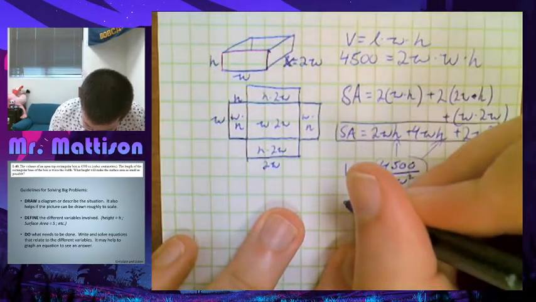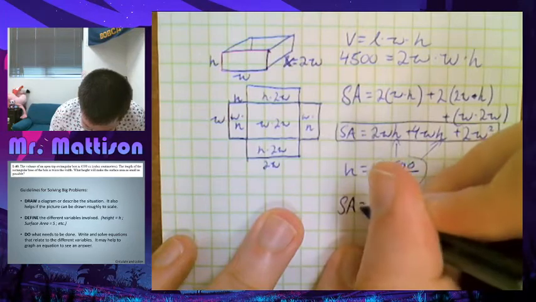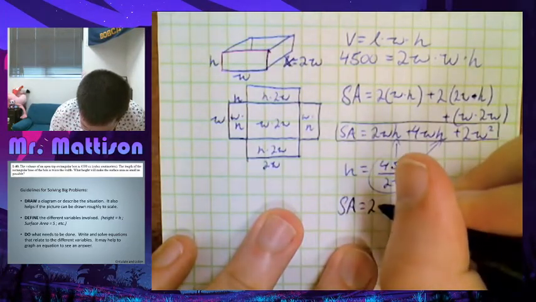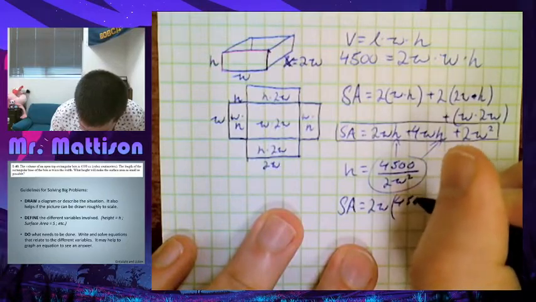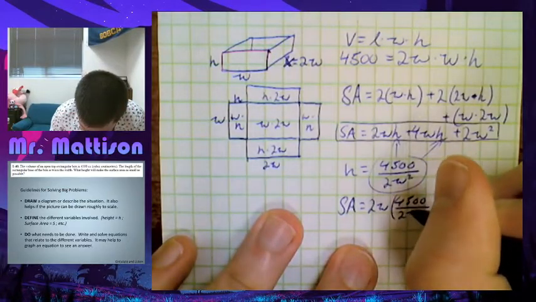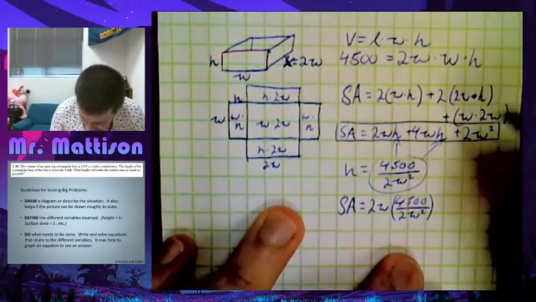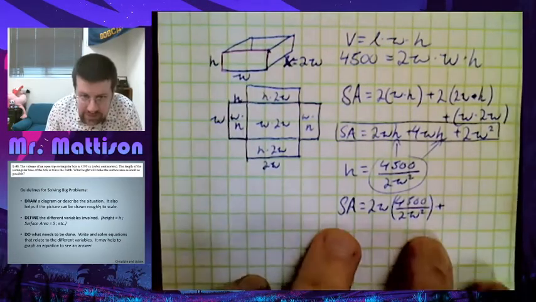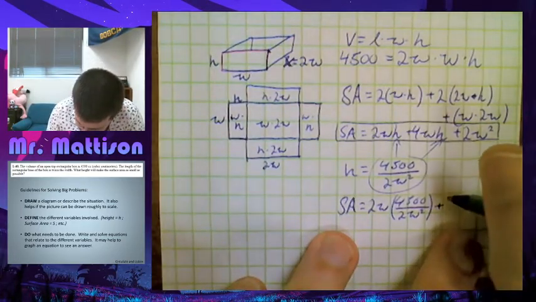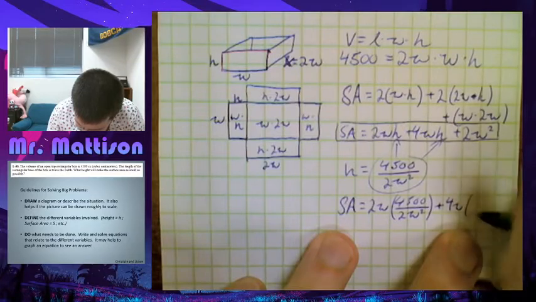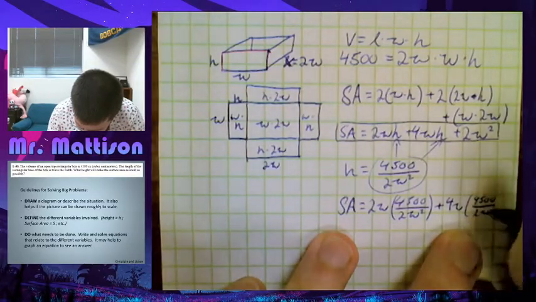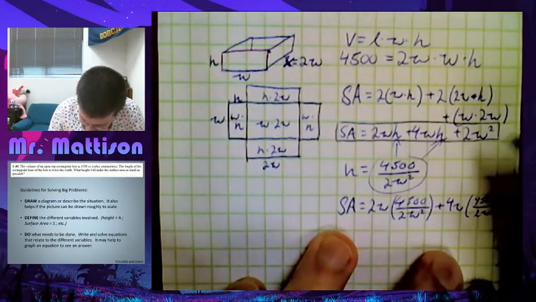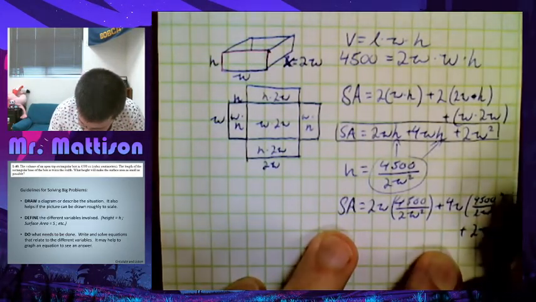So I now have a new equation for my surface area. My surface area is going to be 2W times 4,500 over 2W squared, plus 4W times 4,500 over 2W squared, plus 2W squared.